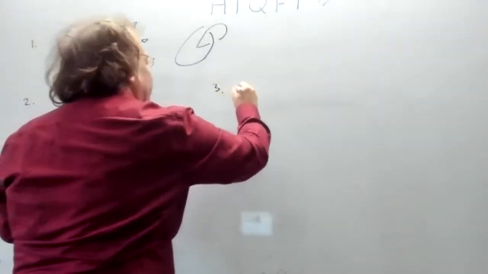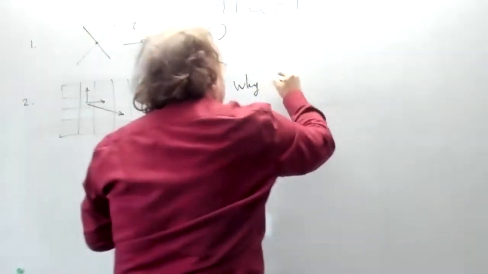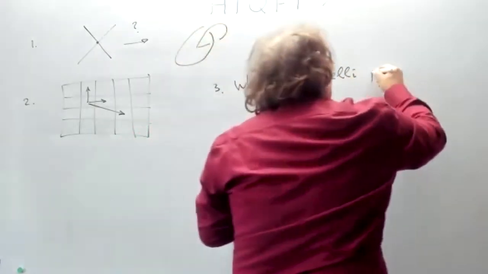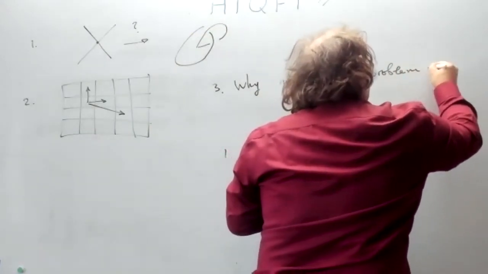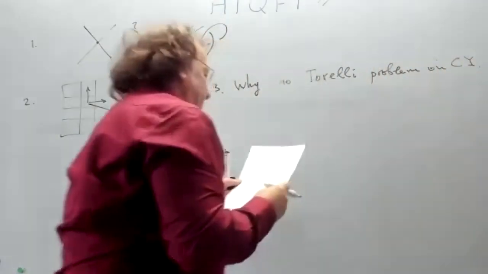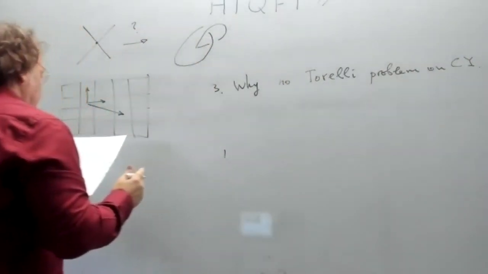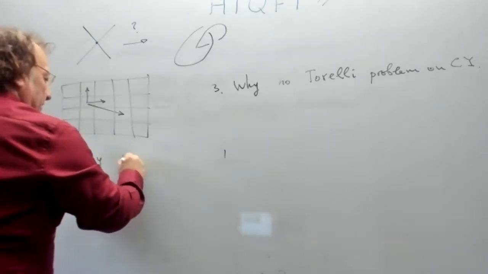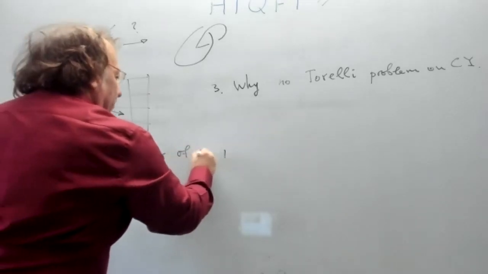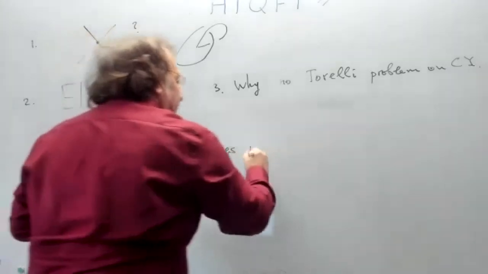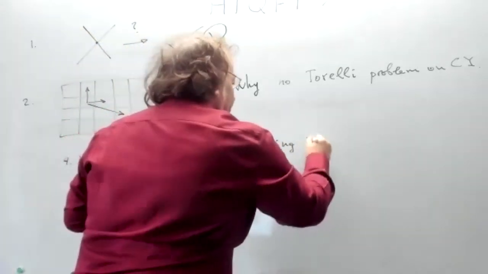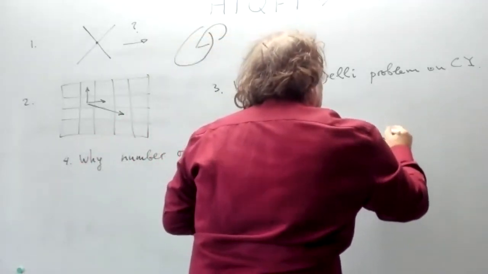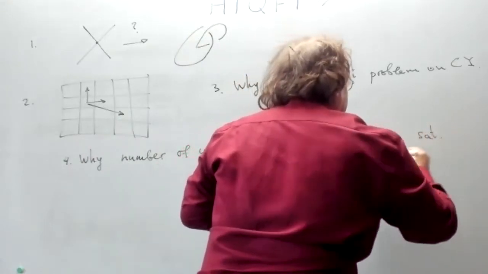Question number three. Why no Torelli problem on Calabi-Yau manifolds? Question number four. Why does the number of curves passing through points satisfy quadratic equations?